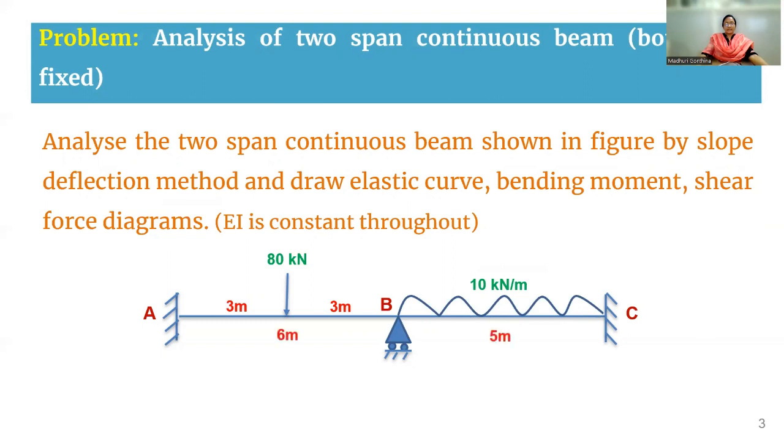And whereas for BC span, you're having a UDL of 10 kilonewton per meter, and it is of 5 meters distance. So here you are going to have EI constant throughout. So you're going to analyze this two-span continuous beam by using the slope deflection method. And then you're going to draw the elastic curve, bending moment diagram, and shear force diagram.